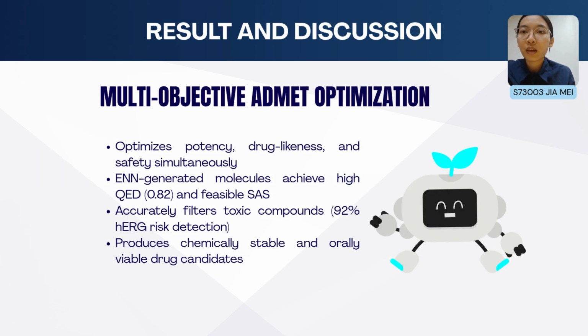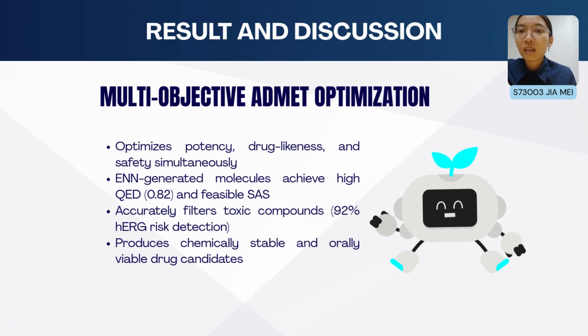So next is our results and discussion on multi-objective ADMET optimization. This study pushes beyond single-objective potency to identify compounds that are truly safe and deliverable. The ENN framework optimizes potency, drug likeness, and safety simultaneously. Our generated molecules achieve a high QED score of 0.82 with feasible synthetic accessibility, significantly outperforming traditional models.